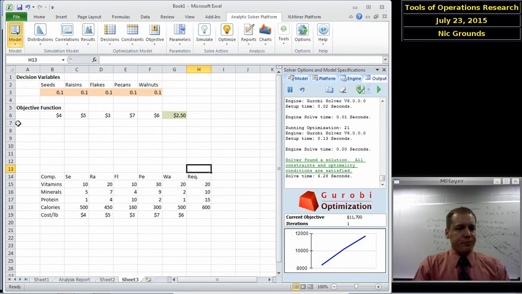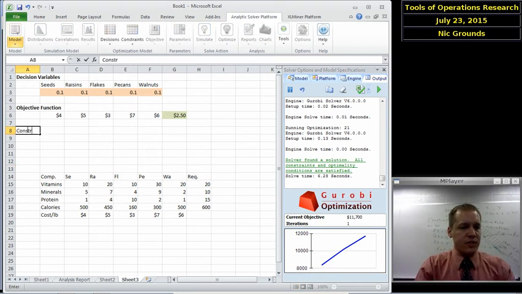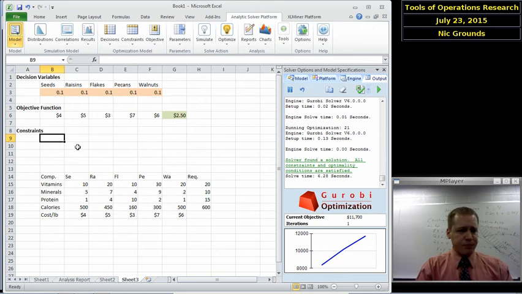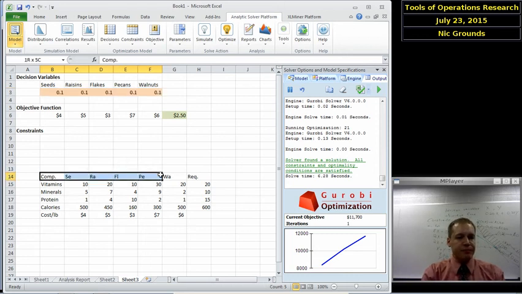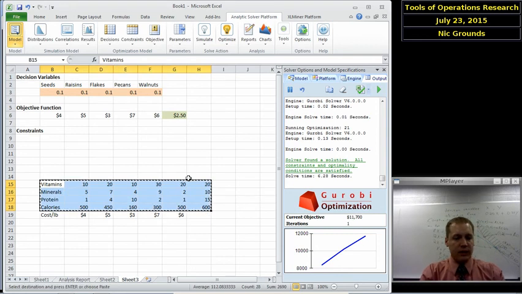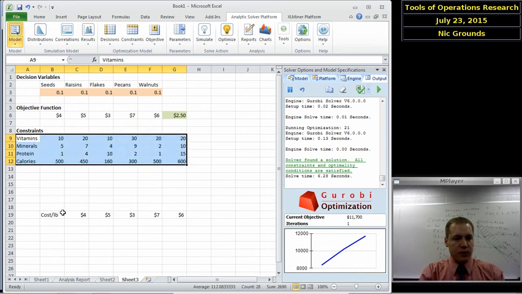Okay. And then finally, let's do our constraints. Now, the reason we call this a covering model is we're trying to choose, in this case, ingredients such that we cover minimum requirements. In this case, minimum nutritional requirements. Okay, so I'm just going to copy all those parameters up.